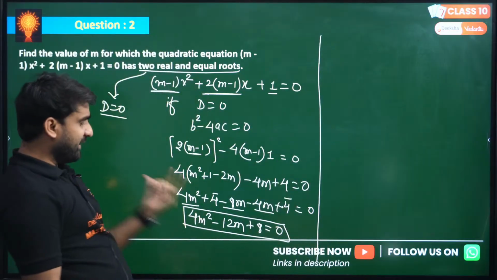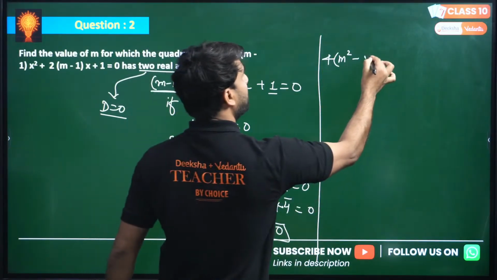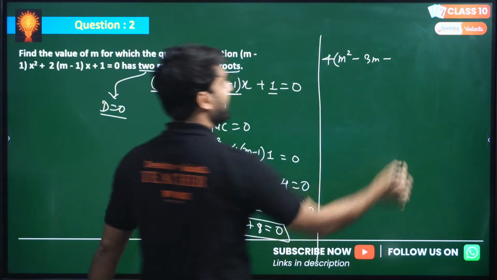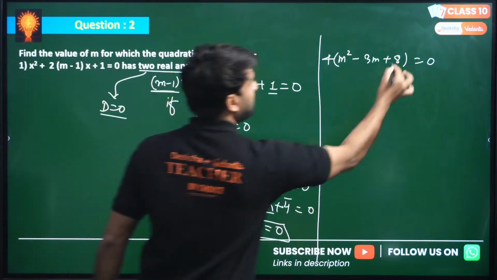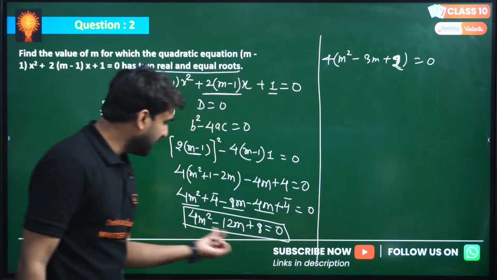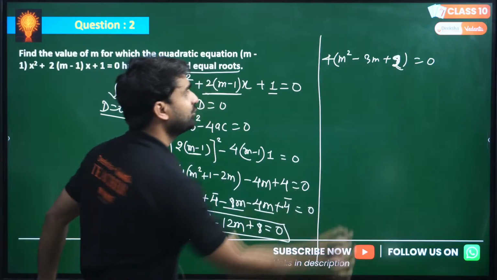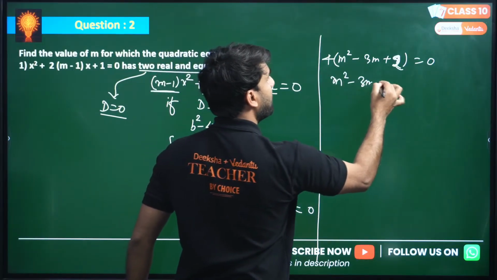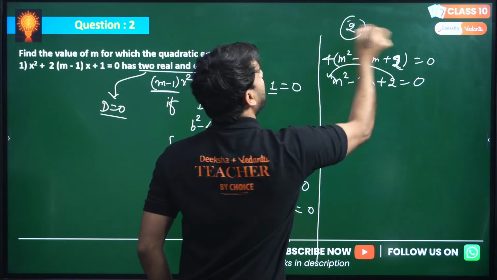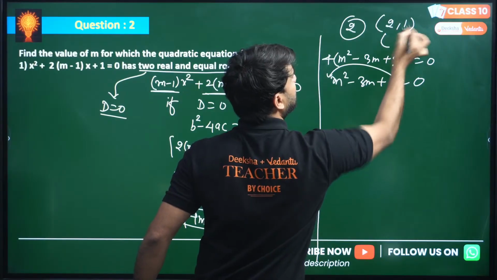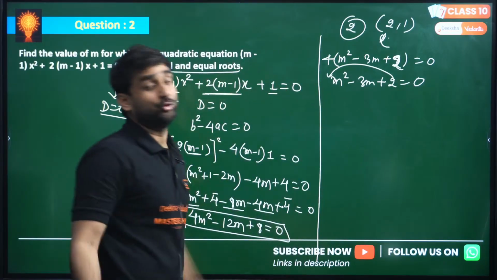So first take 4 as common. So I'm taking 4 as common. It would be m square minus 3m and plus 2 equals 0, because we have taken 4 as common. So m square, 4 times 3 is 12, and 4 times 2 is 8, so m square minus 3m plus 2 equals 0. Now we can solve this. Here is 1, so 2 times 1 is 2; we make a pair so that the product of the numbers is 2 and their sum gives the middle term. So 2 and 1 is the perfect pair.